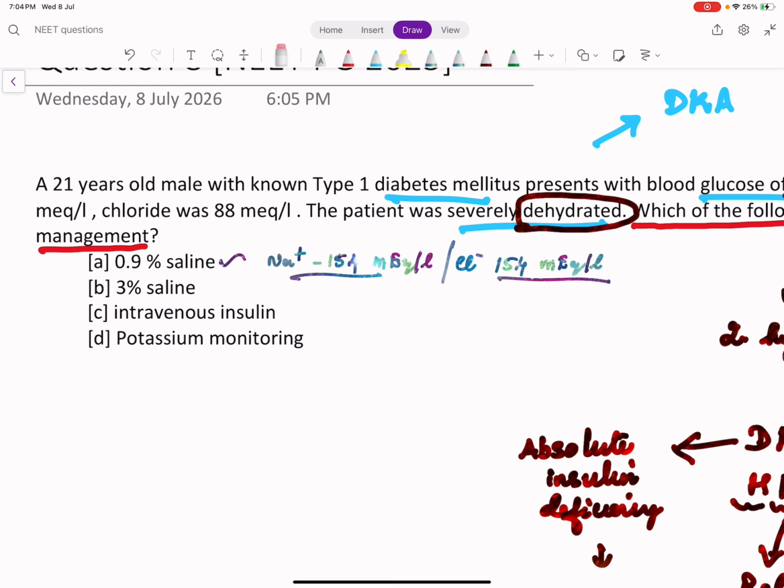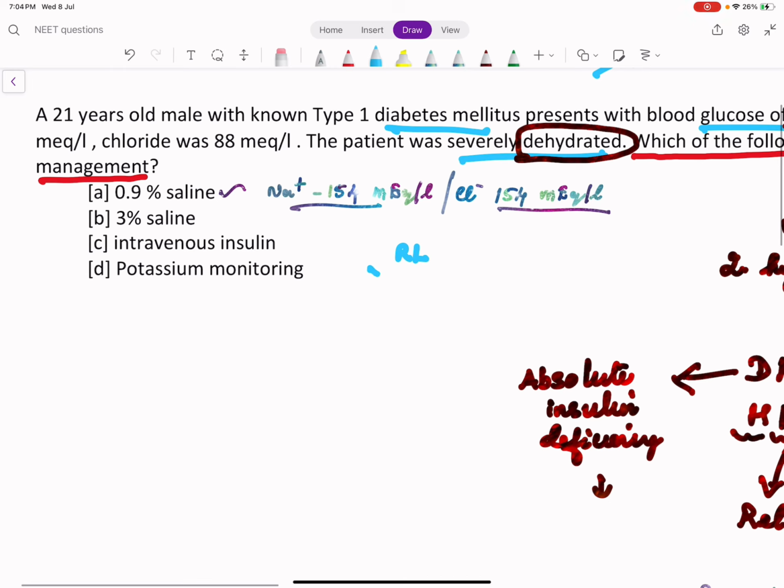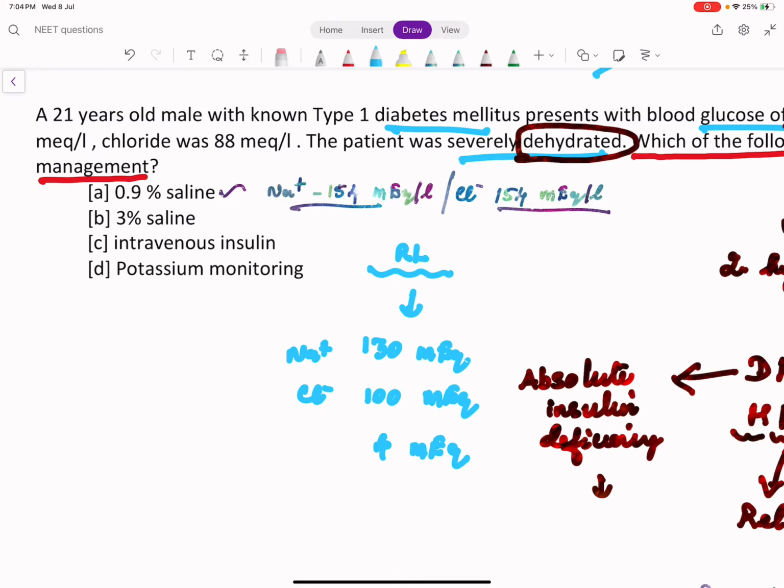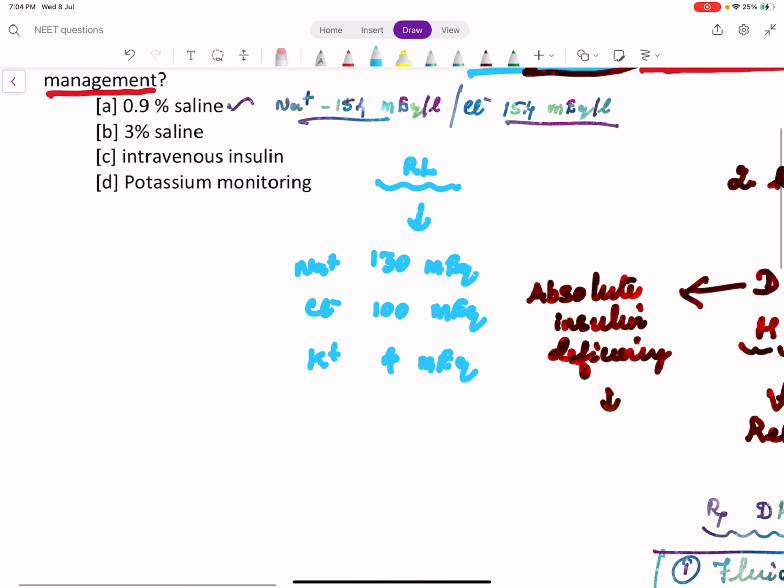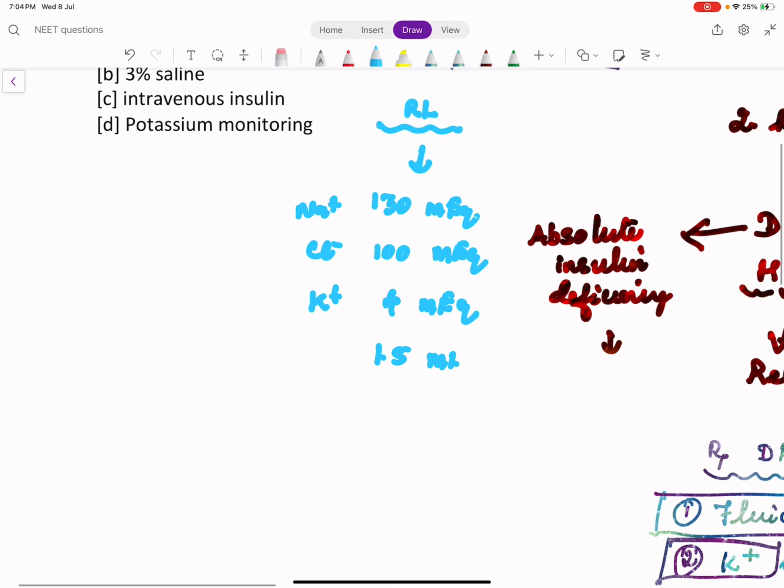Okay. So normal saline is used. Ringer's lactate can also be used. Ringer's lactate is more physiological than normal saline because it has 130 milliequivalents of sodium. It has, I think, 100 milliequivalents of chloride, 4 milliequivalents of potassium, 1.5 milliequivalents of calcium, and 28 milliequivalents of lactate.